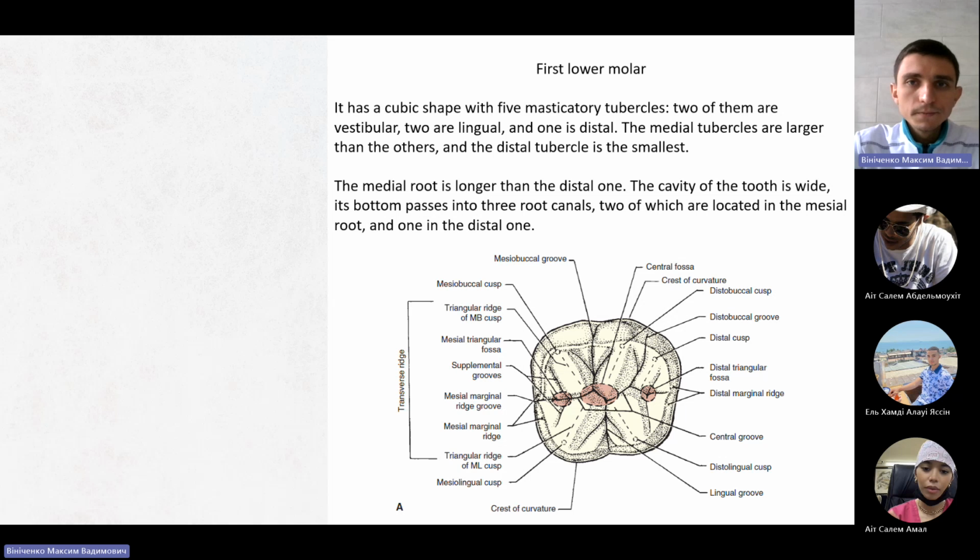The first lower molar has a cubic shape with 5 masticatory tubercles. 2 of them are vestibular, 2 are lingual, and 1 is distal. The medial tubercles are larger than the others, and the distal tubercle is the smallest. The mesial root is longer than the distal one. The cavity of the tooth is wide. Its bottom passes into 3 root canals, 2 of which are located in the mesial root and 1 in the distal one.